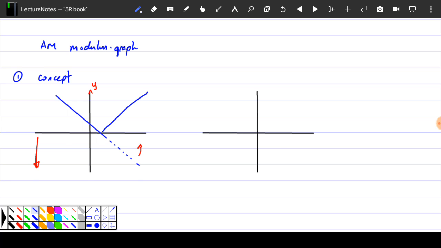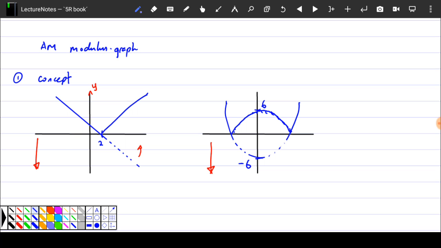Now similarly, if I have a curve, the idea of modulus is that anything below the y-axis will be shifted up. So this one will go up like that, as a solid line, but this part will be a dotted line. Now what is special about this? For example, if this is negative 6, then this becomes positive 6. It is reflected up. Note that the point here, let's say this is 2, will remain as 2. If this is negative 3, this is 4, it will remain like that.